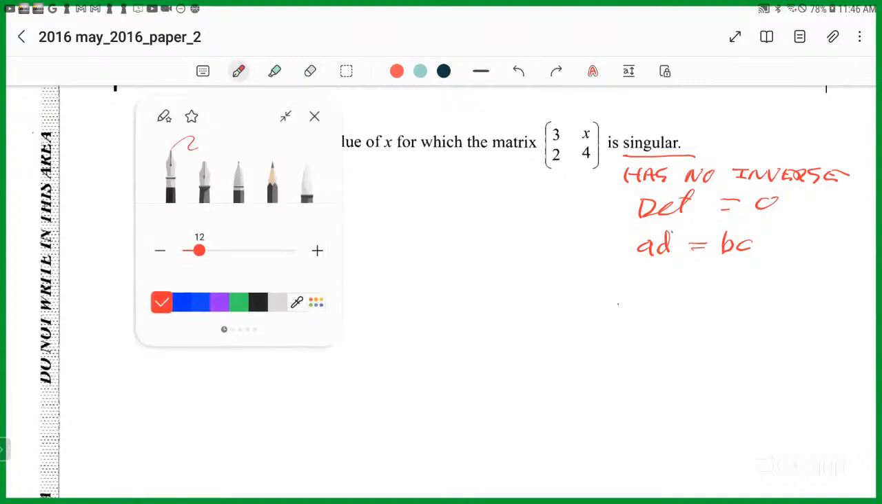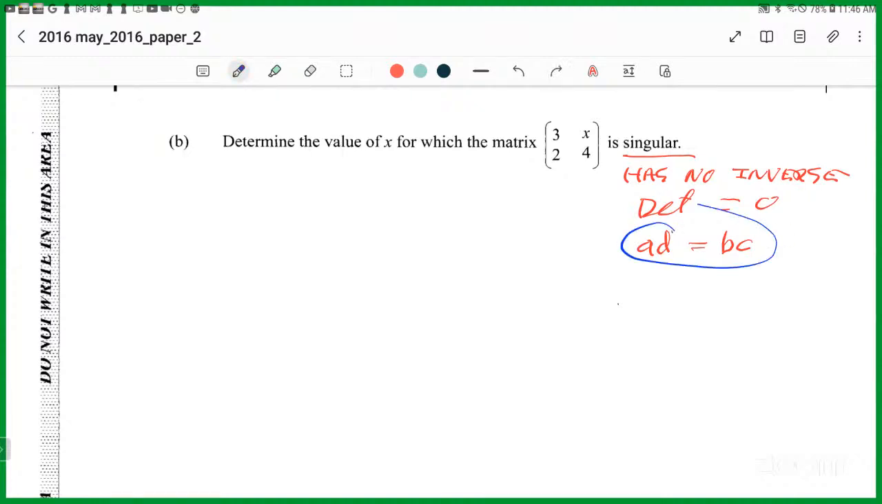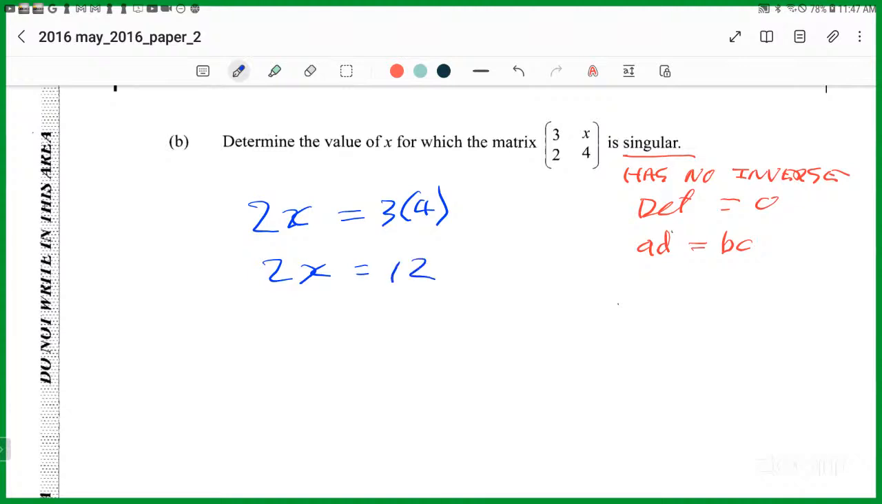So if you're using that method, this product will be equal to this product. We could say 2 times x is equal to 3 times 4. So 2x equals 12, and so x equals 6 after dividing by 2. That is easy as that. Any questions there? Easy stuff.